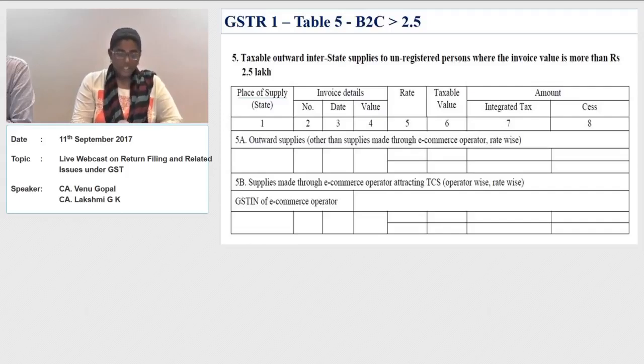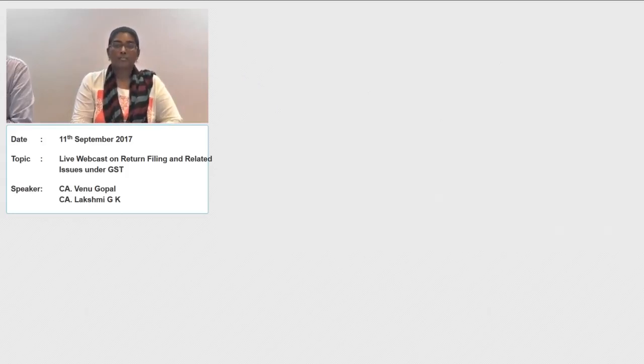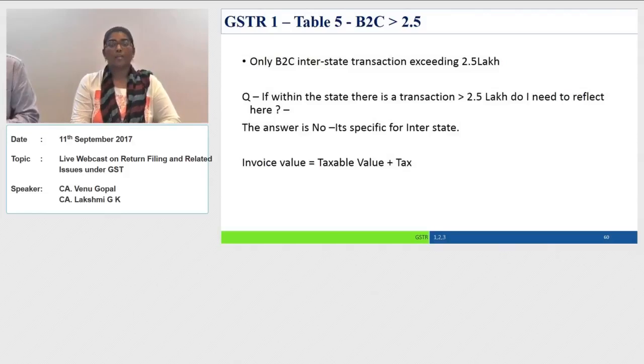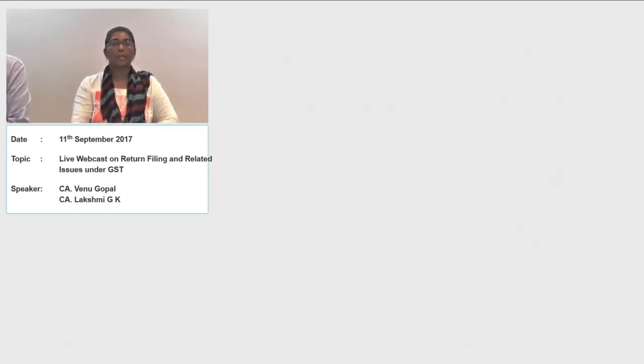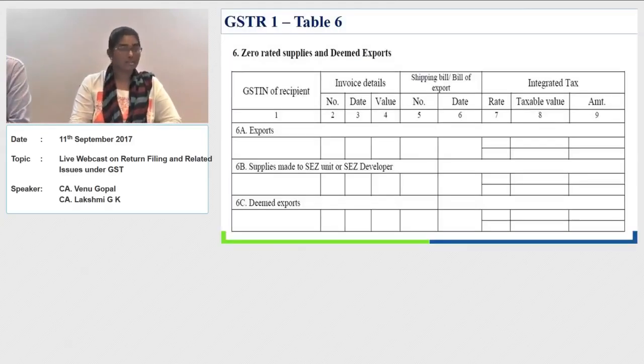Next, in case I have done a sale wherein the invoice value exceeds 2,50,000, but the customer is from Karnataka and the supplier is also from Karnataka, should he record such a transaction in table 5? No, such a transaction should not be recorded even though the value is more than 2.5 lakh, because table 5 is applicable only for interstate transactions. And next is table 6, that is slide number 61.